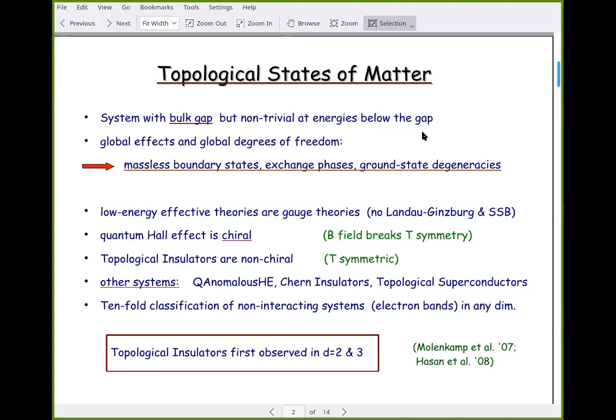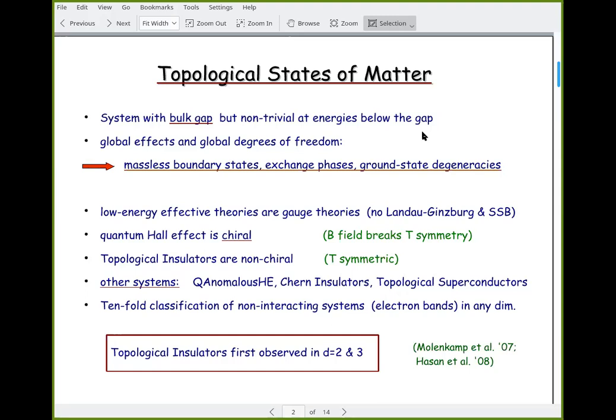Instead, in topological states, you have something that takes place at energies below the gap. These are global effects, global degrees of freedom. In general, you have massless states which live at the boundary of the system, and because they are massless, they exist at any energy below the gap. So you consider that the bulk is frozen, but there are also other effects, like ground state degeneracies and exchange phases when you drag one excitation around another.